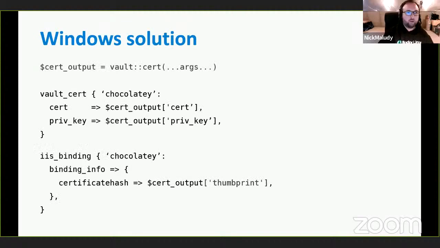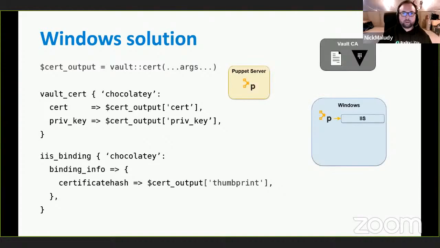So here's what the code looks like on the Windows side. In this case, we have a Vault Cert resource and an IIS binding for Chocolatey. Chocolatey is a package manager for Windows that kind of wraps MSIs and EXEs. It's awesome. If you haven't used it and you're a Windows person, check it out. The real difference between this code and the Linux code is the line at the top where we call the vault::cert function.